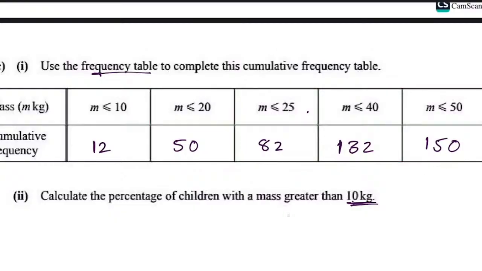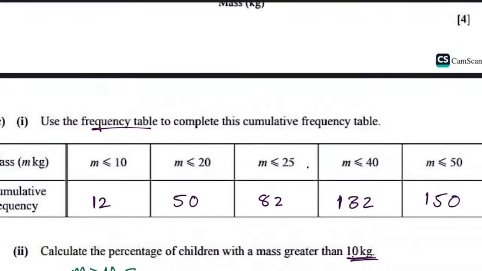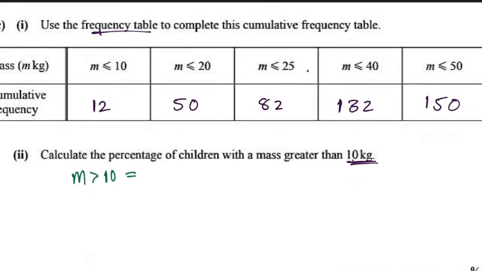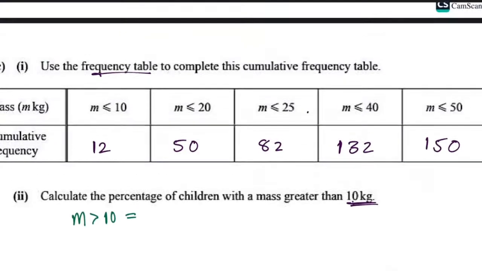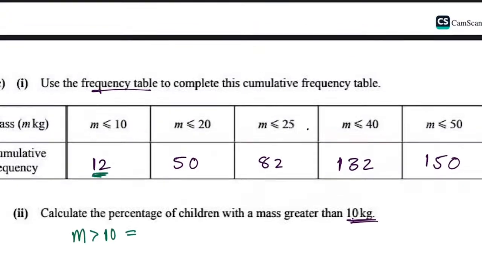And how many are going to have mass greater than 10 kg? We say 150 minus this 12, because the 12 is the one which is less than or equal to 10. So we can't include it because we want greater than 10. Less than or equal to 10, we don't want them, these 12. So we're going to remove them. So we say 150 minus 12, we get 138.